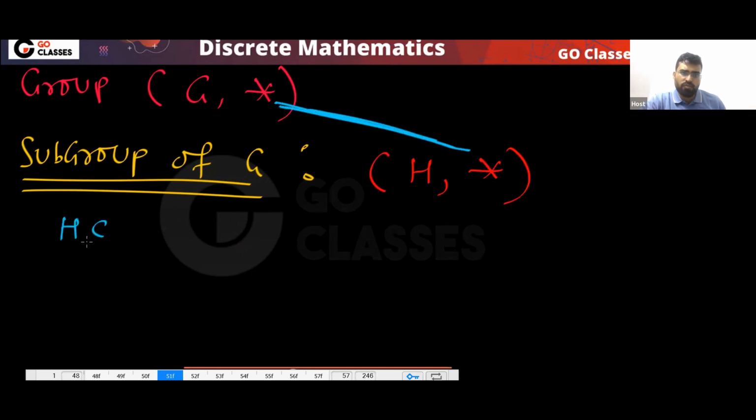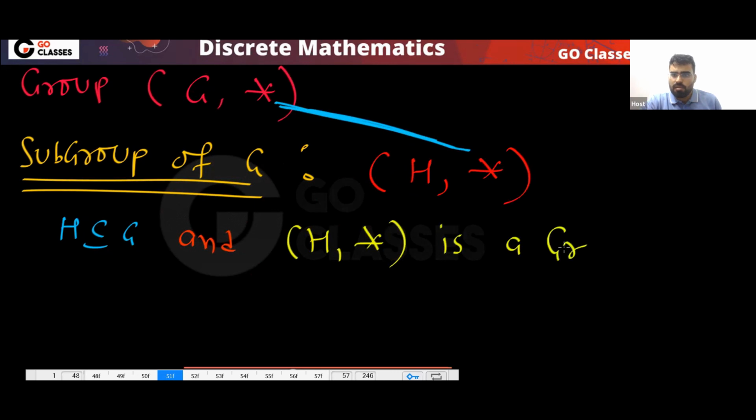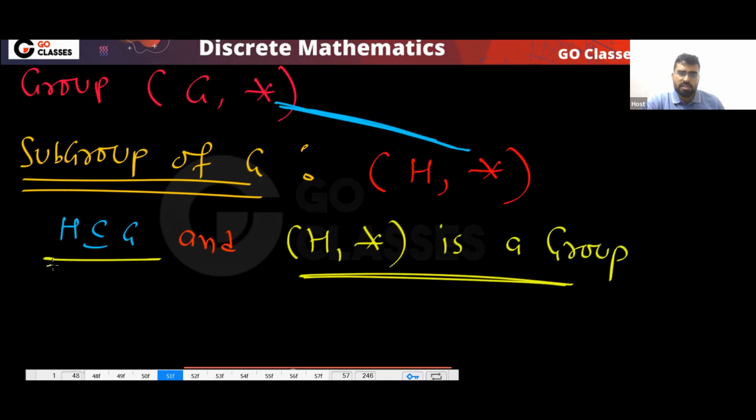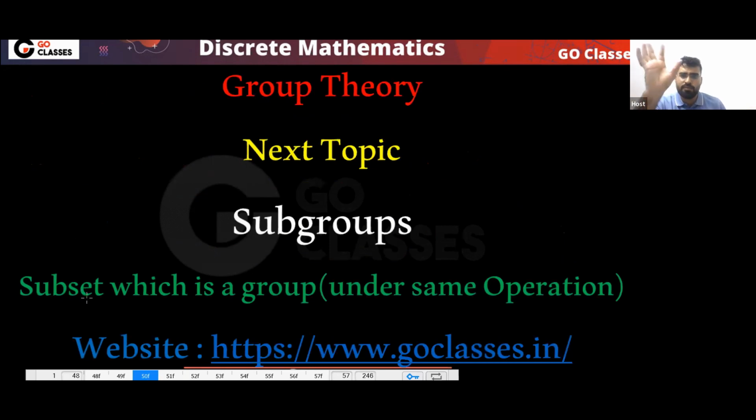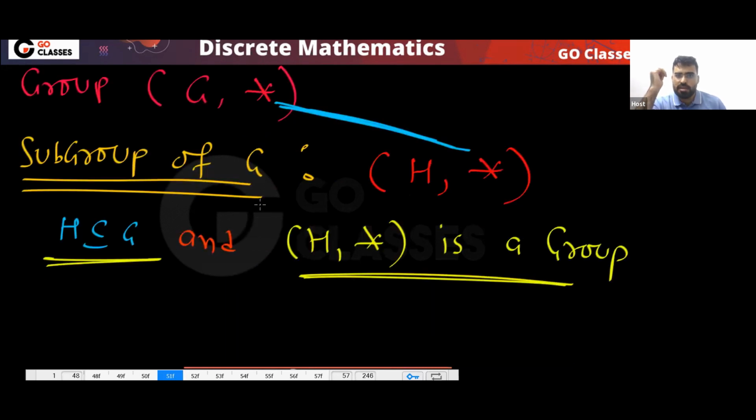But this H is a subset of G. This H, this base set, is a subset of G, and H comma star is a group. So this is a subset which is a group under the same operation. This is the definition. Read the definition carefully, because definitions are very important. Subgroup means a subset which is a group under the same operation.